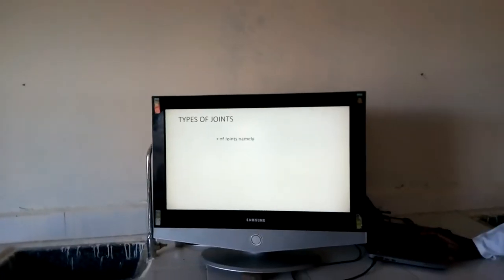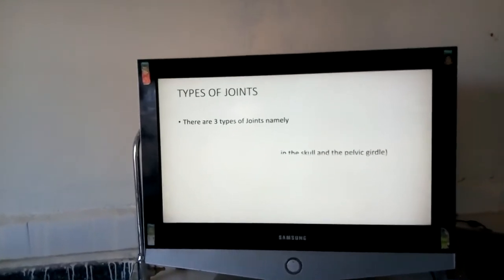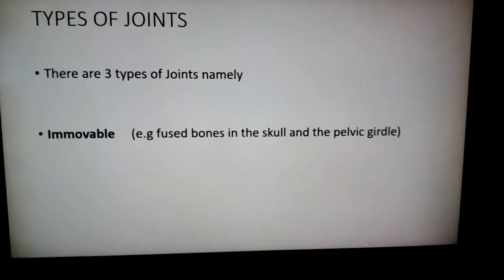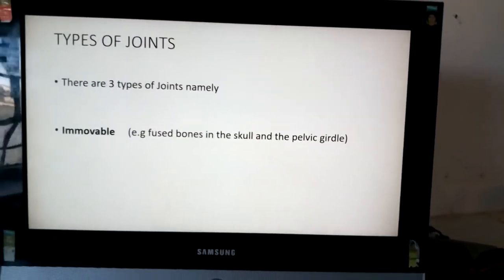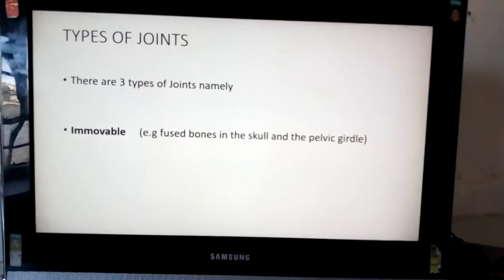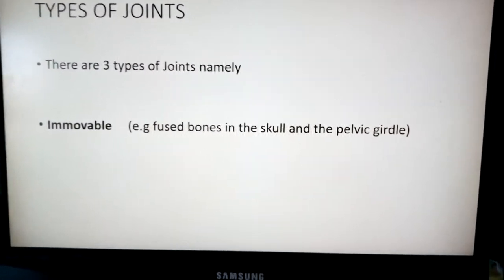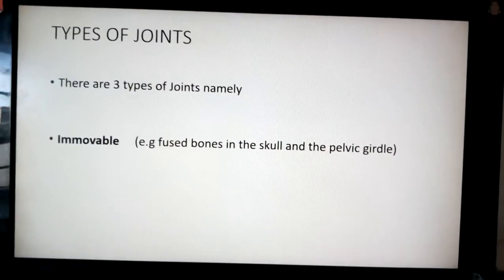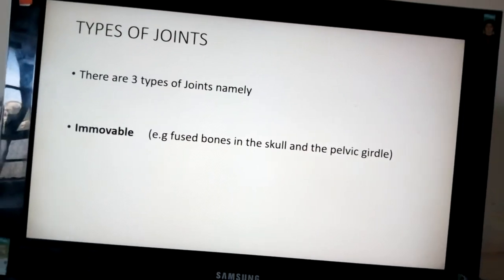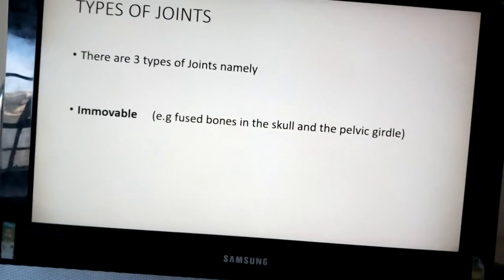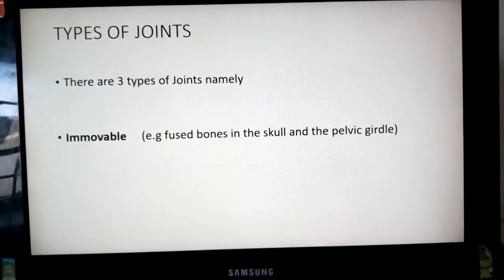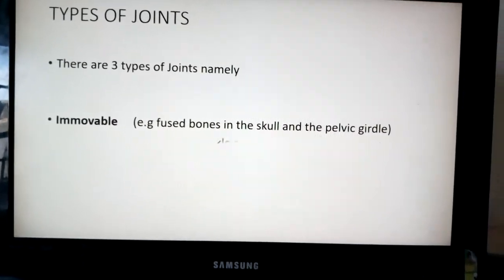There are three types of joints, and those types include immovable joints. Immovable joints are the types of joints that are fixed, hence they can't enable any kind of movement. They include joints such as the ones found within the skull. They also include joints such as the ones found at the pelvic girdle. Such joints may not permit any form of movement at all.